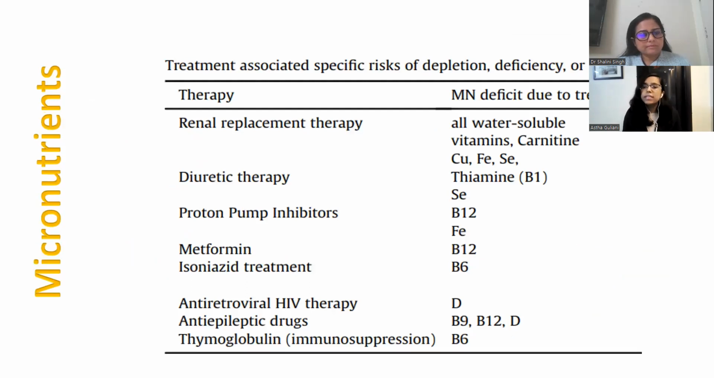Now, different therapies can also result in various deficiencies. Renal replacement therapy can result in deficiency of water-soluble vitamins. Diuretics can cause thiamine deficiency. Proton pump inhibitors, because they inhibit the absorption of vitamin B12 as well as iron, can result in their deficiency. Metformin, as we all know, results in vitamin B12 deficiency, and isoniazid results in pyridoxine deficiency. That is why in anti-tubercular therapy, we have to give pyridoxine along with isoniazid.